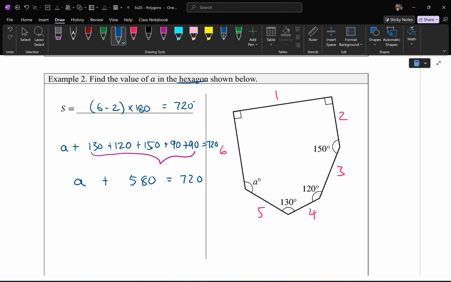140 is the correct answer. So A must equal 720 take away 580, which is 140. So this angle right here must be 140 degrees. Okay? So the logic is we just need to know what's the total sum. Once you know the total sum, you can figure out individual angles.